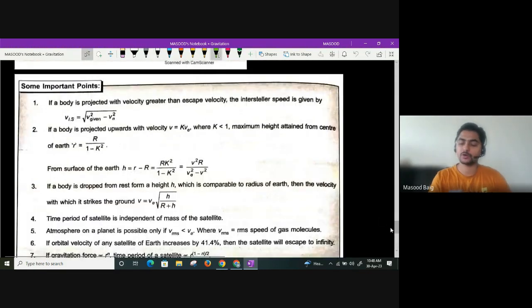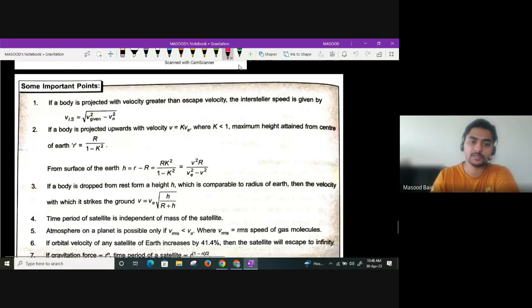Satellite motion, if I consider, we can write it in near about 6 points again, or let us not talk, because one case is sufficient in satellite motion, guys. But major important case will be interstellar speed, guys.